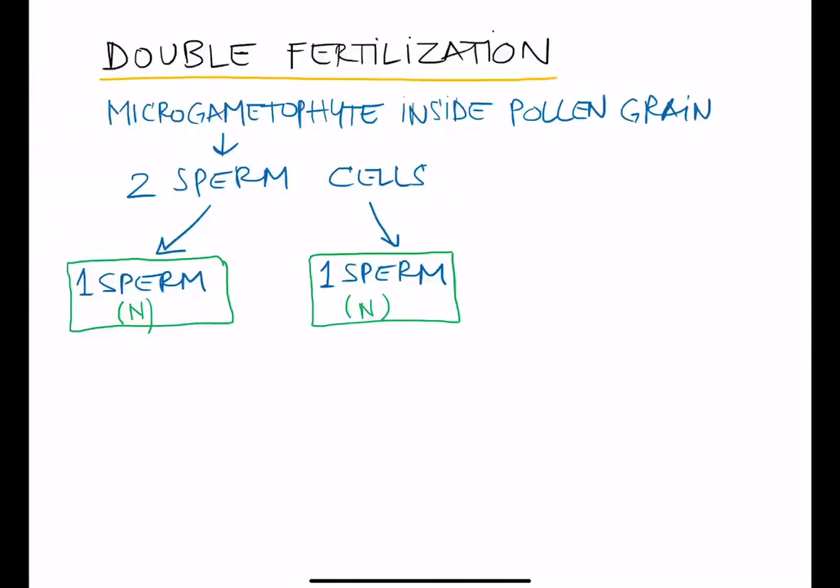Okay, so we have something wild going on here. Double fertilization. What happens is the microgametophyte inside of that pollen grain, which, remember, was just those 2 cells, the tube cell and the generative cell. Well, the generative cell is going to undergo mitosis and form 2 sperm cells.